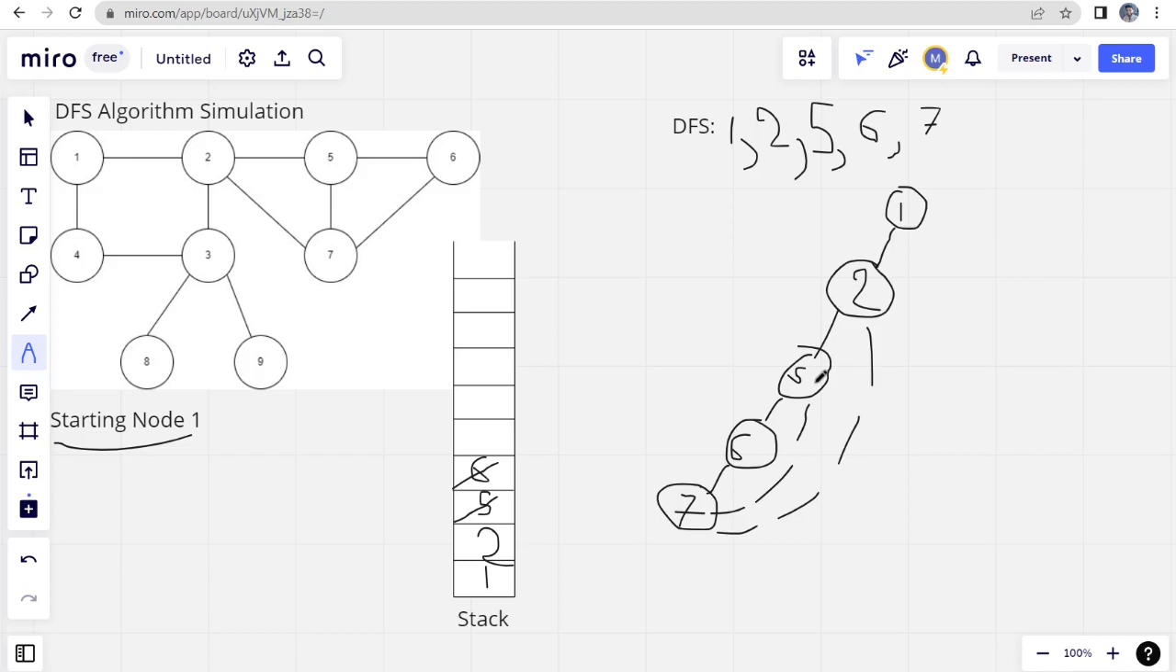For our next step of DFS we will check the stack top. Now it is showing node number 2. Let's cut it from this stack. So let's see from 2 where we can go to.